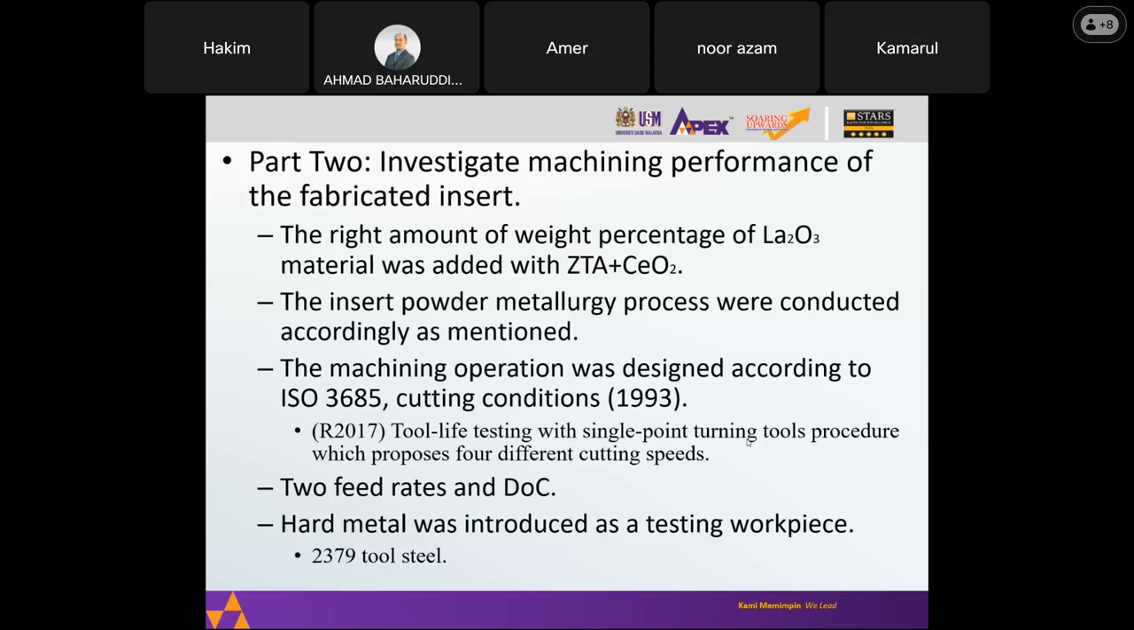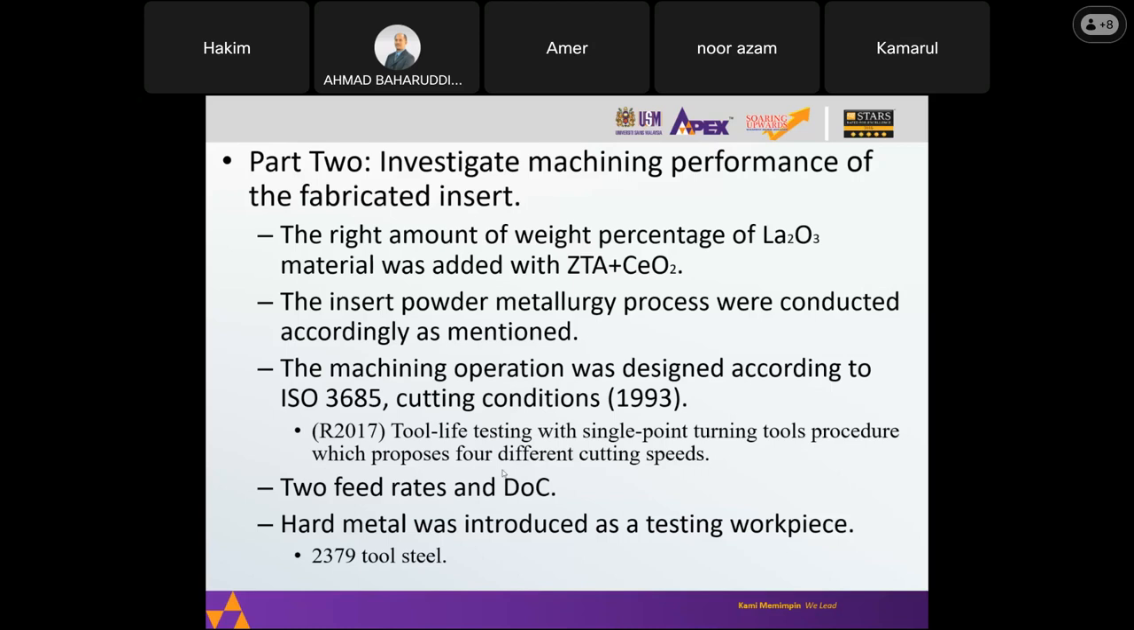four different cutting speeds. This ISO proposes that when we want to test a new material acting as a single point turning tool, at least four different cutting speeds must be taken. So the four highest cutting speeds available at the lathe machine were selected. Then I selected two feed rates and the depth of cut. Because hard metal was introduced as the testing workpiece, the depth of cut will be in finishing mode.